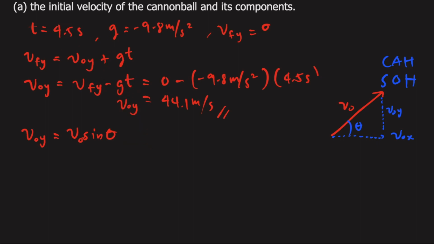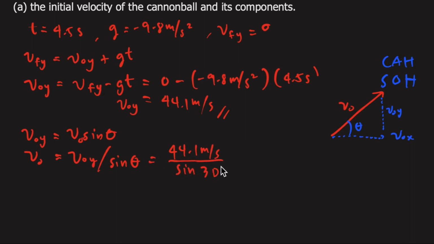So that's equal to v naught sine theta, but we are looking for v naught, so let's rearrange this equation. So v naught is equal to, we just cross multiply, v naught y divided by sine theta, and our v naught y is 44.1 meters per second, divided by the sine of theta, which is 30 degrees. That's equal to 88.2 meters per second.